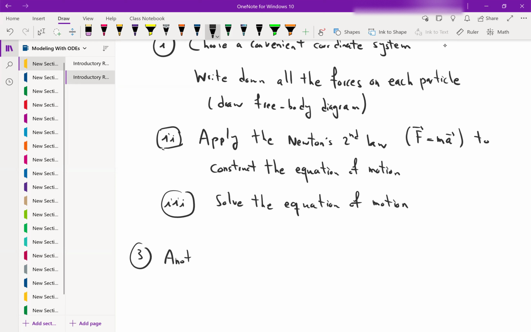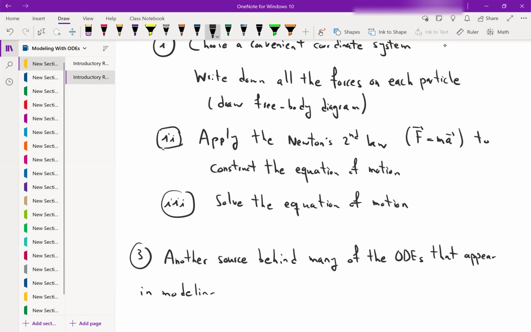Another source behind many of the ODEs that appear in modeling real world problems, modeling real world phenomena, is conservation laws.